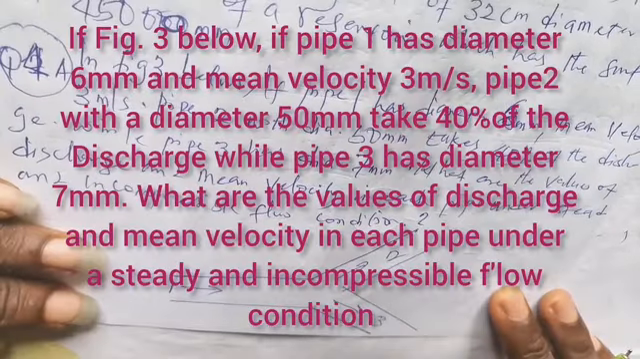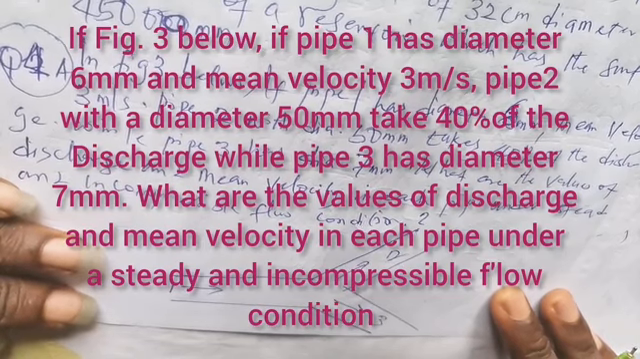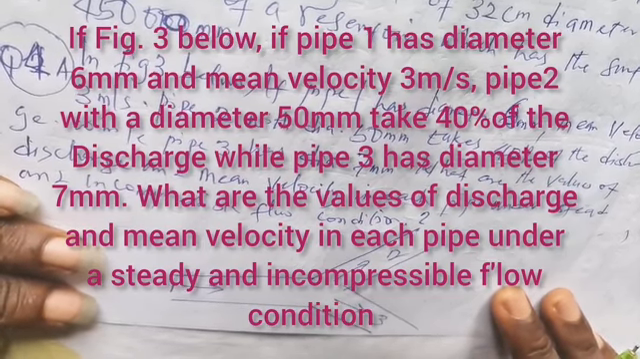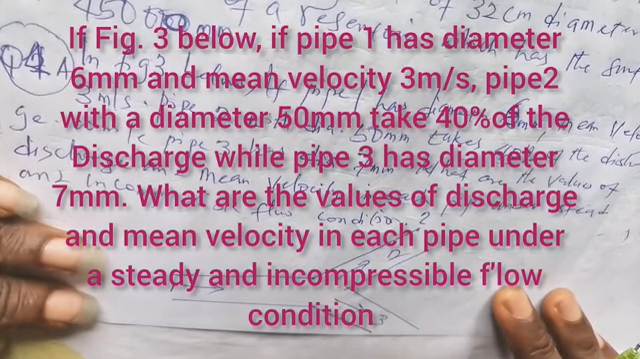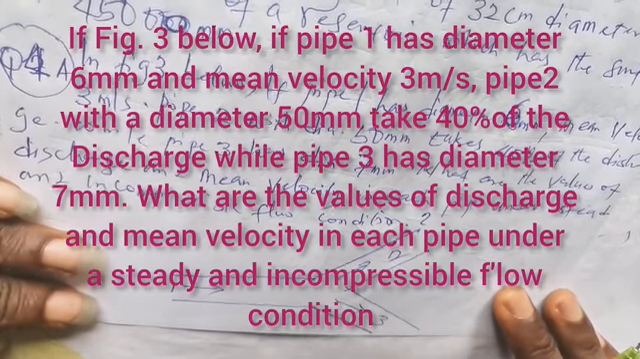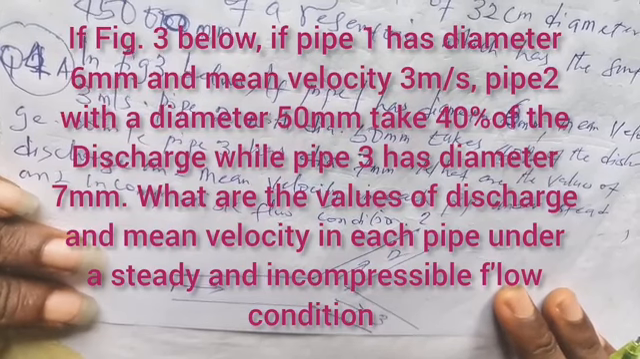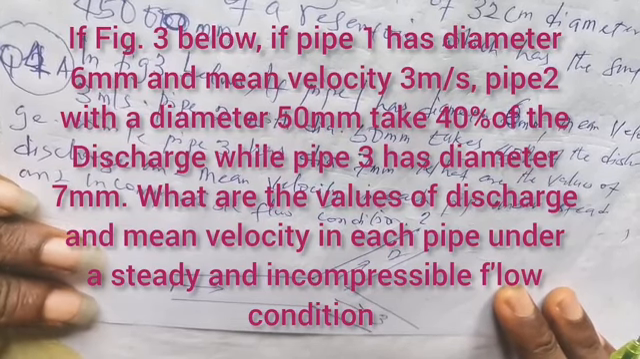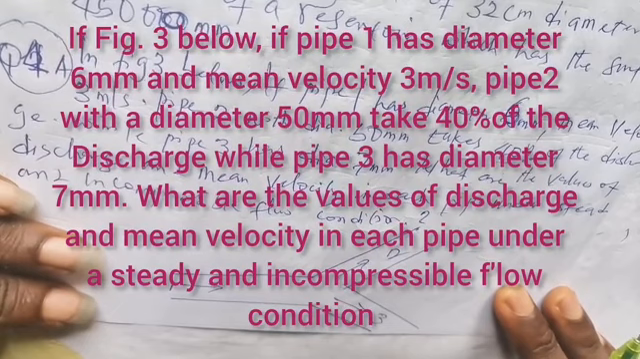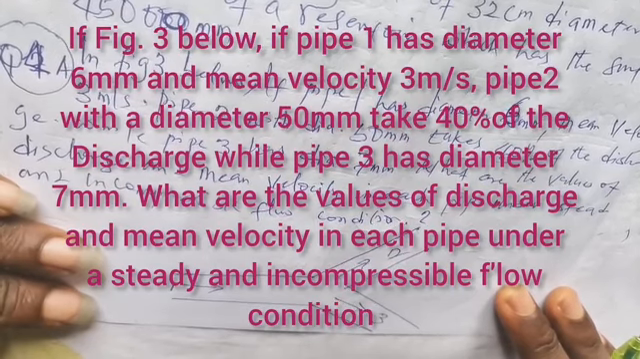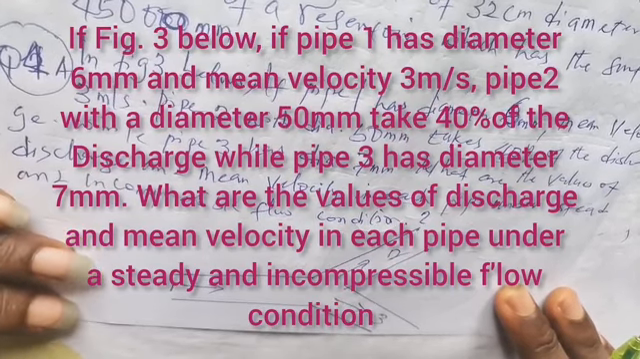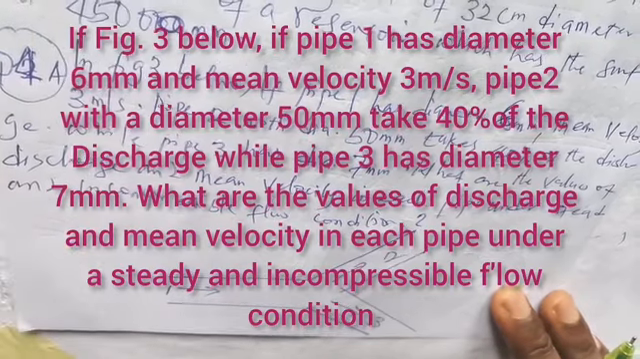Question 4A says, in figure 3 below, if pipe 1 has diameter 6 mm and mean velocity 3 meters per second, pipe 2 with a diameter 50 mm takes 40% of the discharge, while pipe 3 has diameter 7 mm. What are the values of discharge and mean velocity in each pipe under a steady and incompressible flow condition?